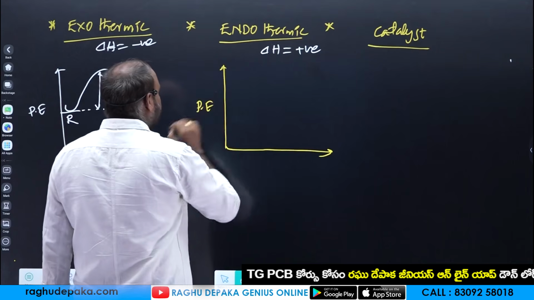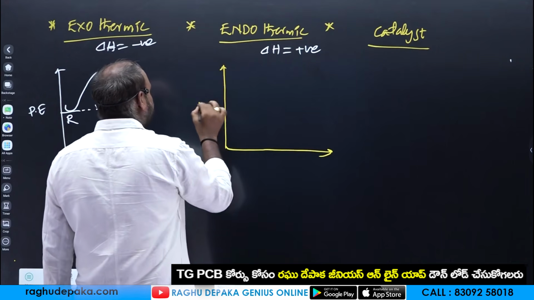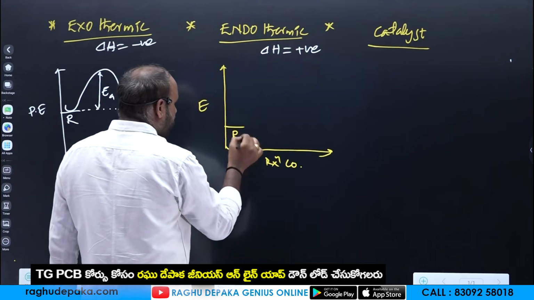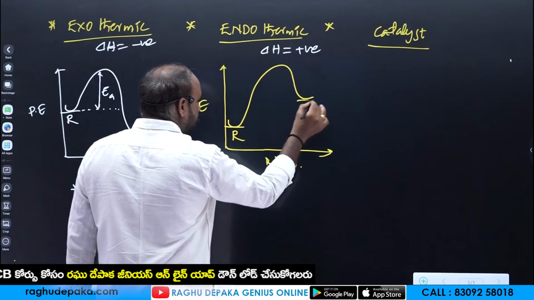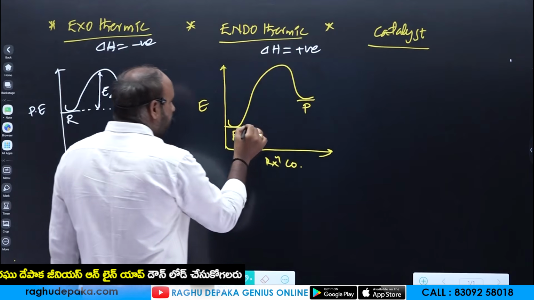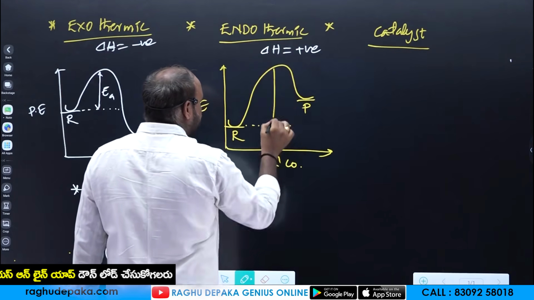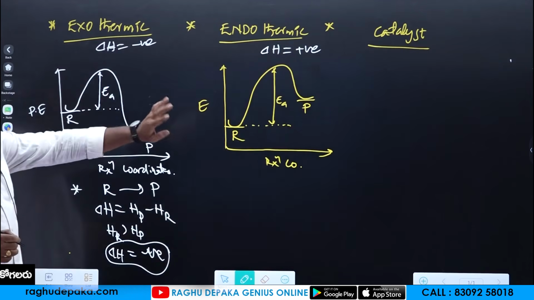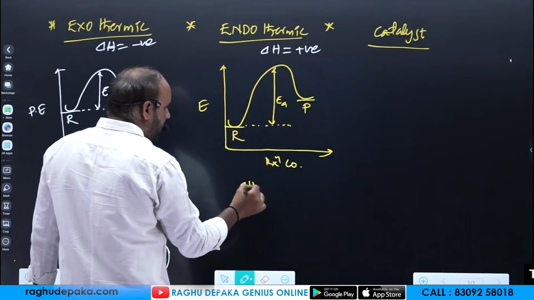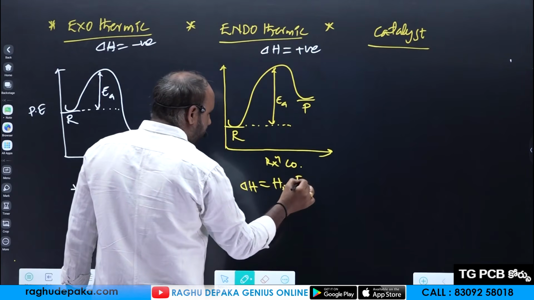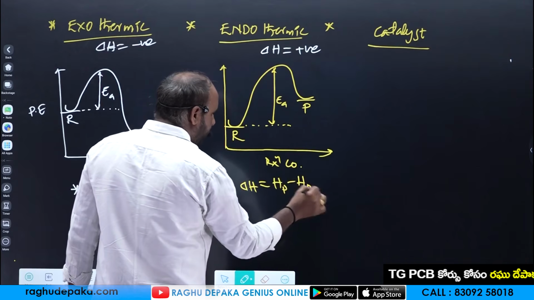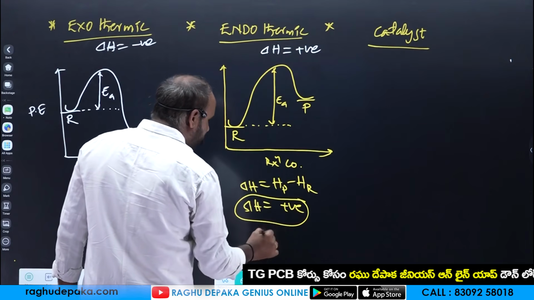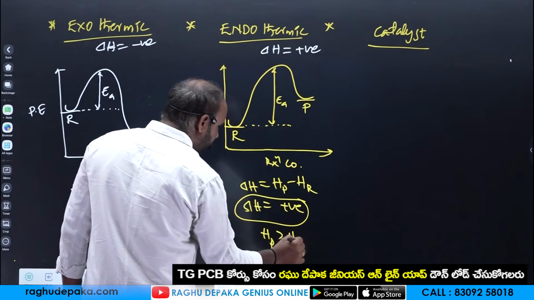Here the axes are potential energy, or just energy, and reaction coordinates. Starting from the reactants, the product energy will be more. This is the product. This is the activation energy for the reactant. Since the product energy is more, delta H equals H of products minus H of reactants, and therefore it is positive. Delta H is positive when H of products is more than H of reactants.